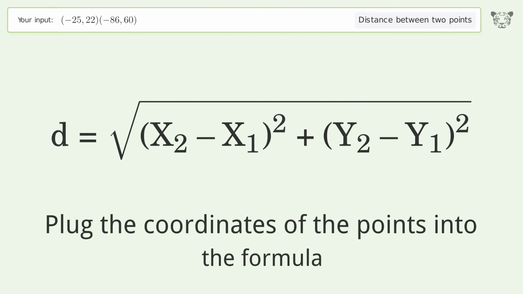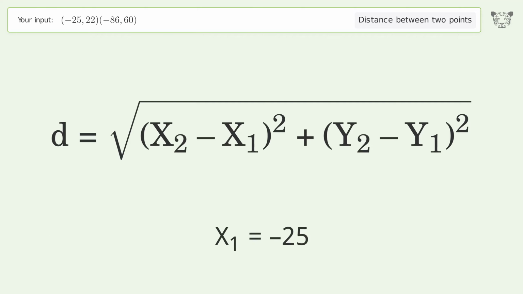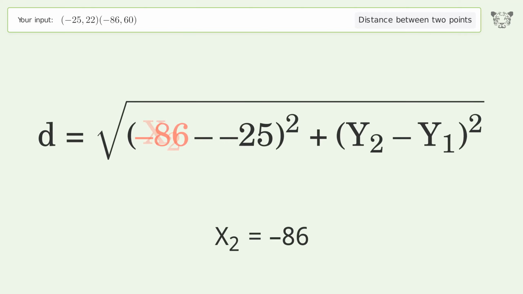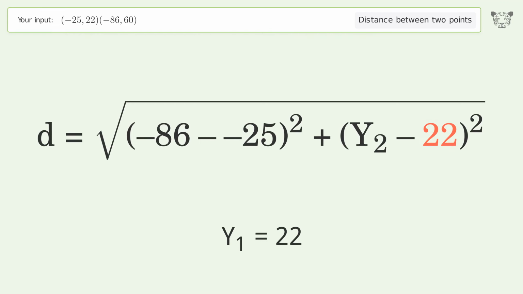Plug the coordinates of the points into the formula. x1 equals -25. x2 equals -86. y1 equals 22. y2 equals 60.